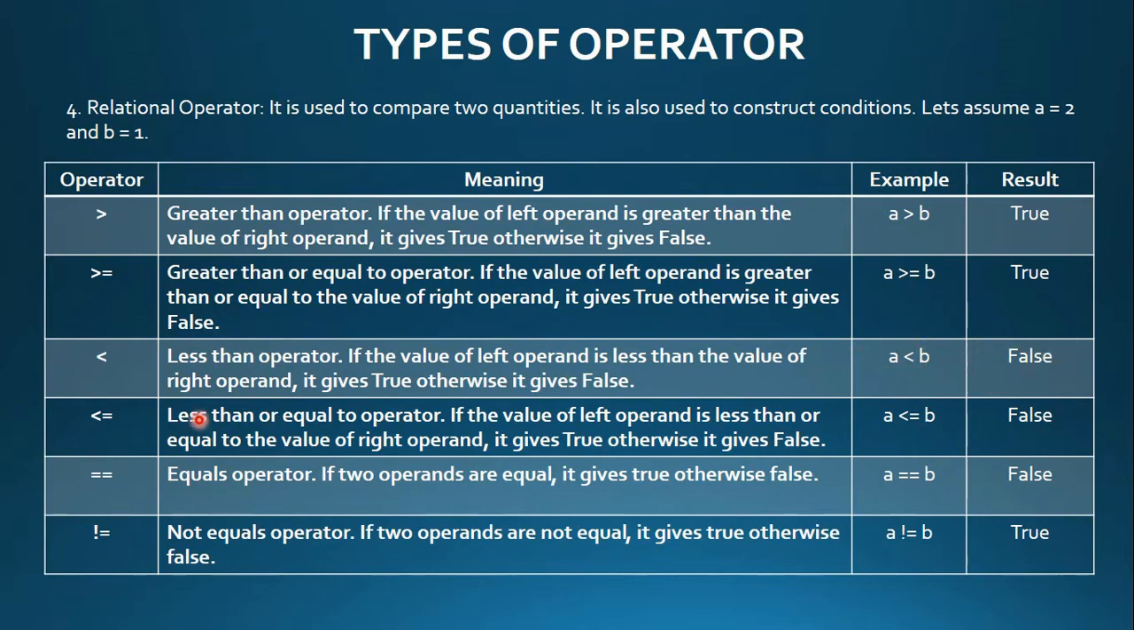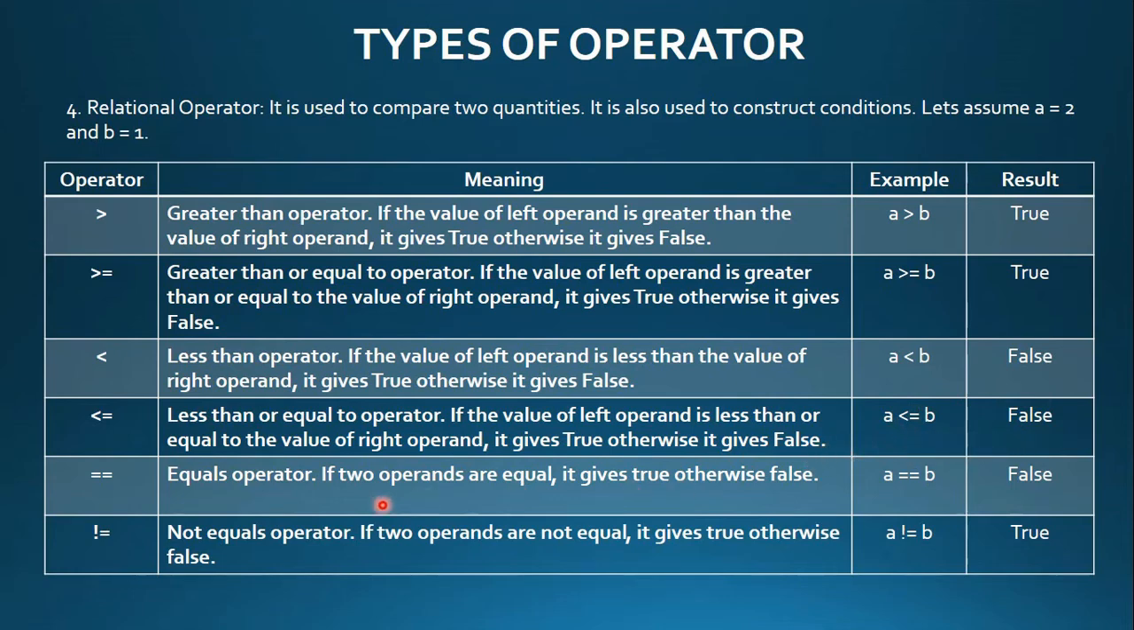Okay. In the same way, next operator less than or equals to, if the value of left operand is less than or equals to the value of right operand, it gives true, otherwise it gives false. Here 2 less than or equal to 1. Is it true? It is false. That's why false is written. If value of both A and B is 2, then what will be the result? The result will be true.